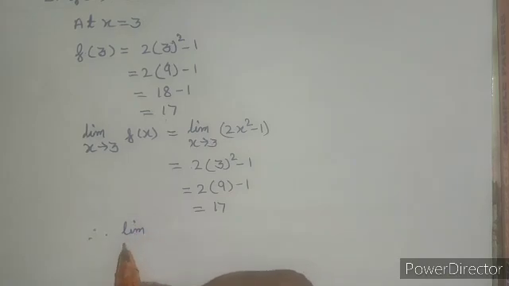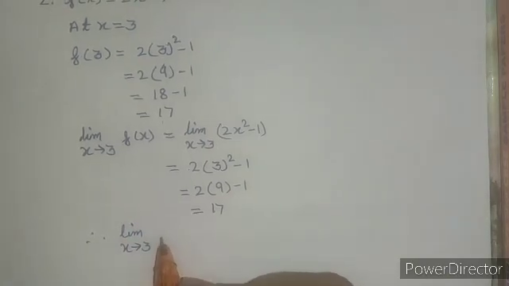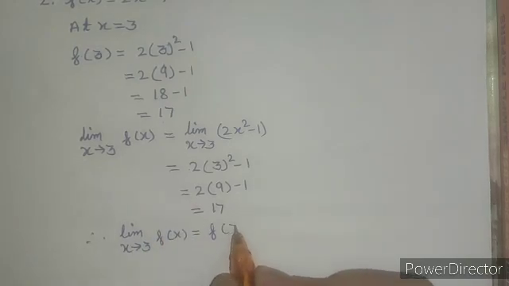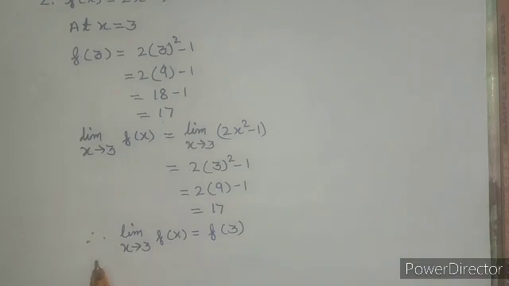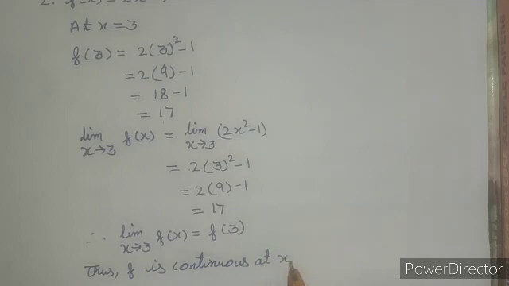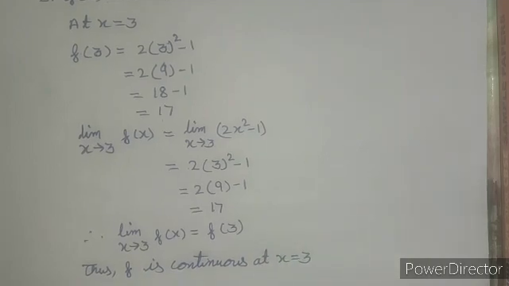Now as limit x tends to 3 f(x) is equal to f(3), thus we can say f is continuous at x equal to 3.